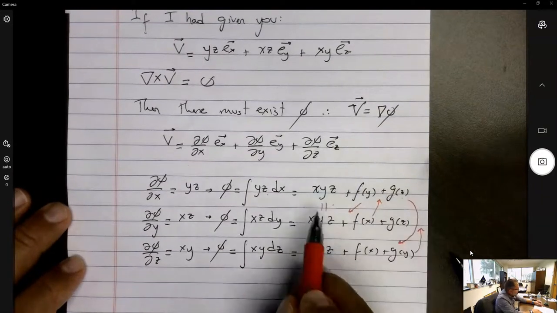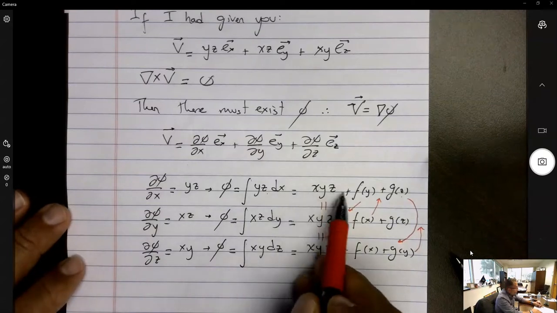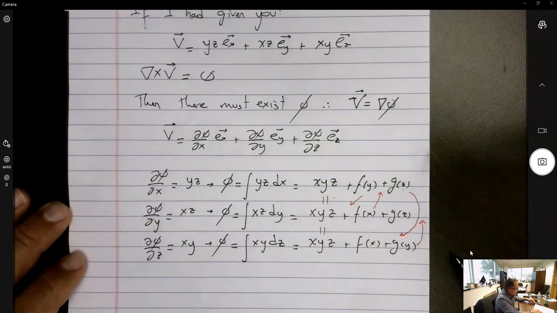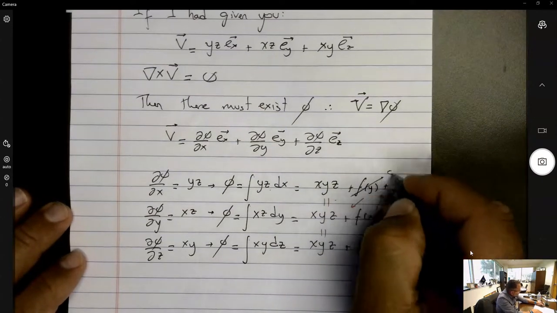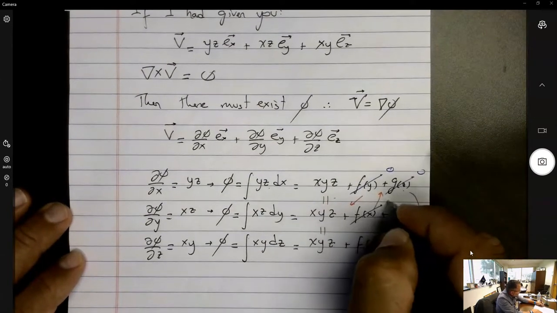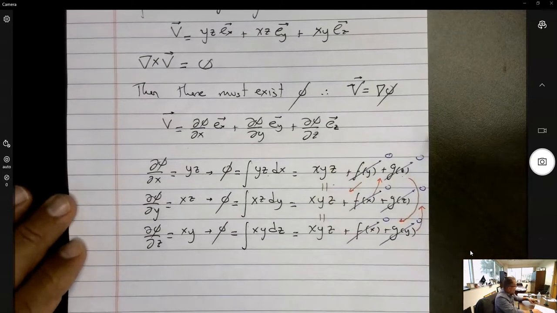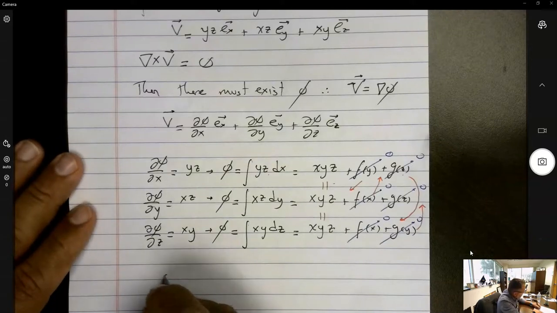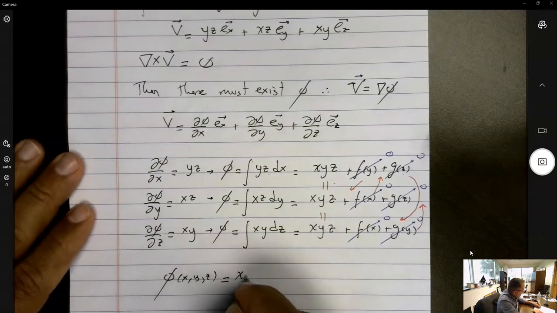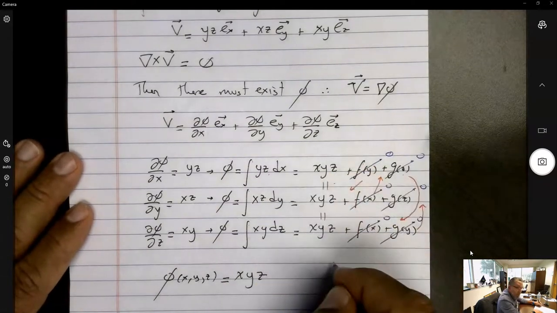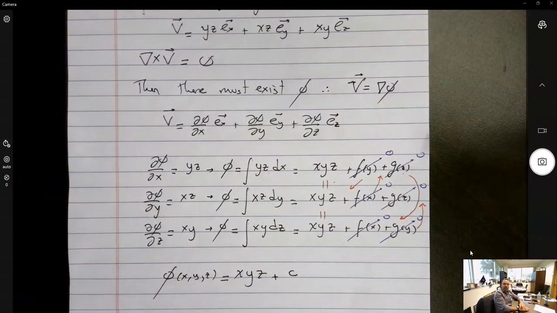So additional terms that are not composed of all independent variables will show up in the other integrals. In this case, because none of these appear in the other integrals, this has to be 0, this has to be 0, this has to be 0, this has to be 0, this has to be 0, and this has to be 0. And therefore, phi of x, y, and z has no option but being xyz, which is the common function that appears everywhere, plus some constant of integration.